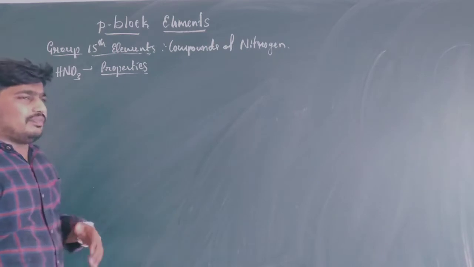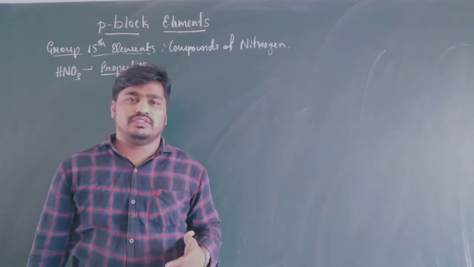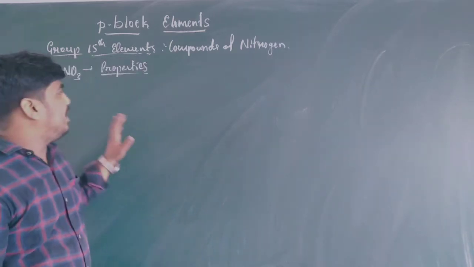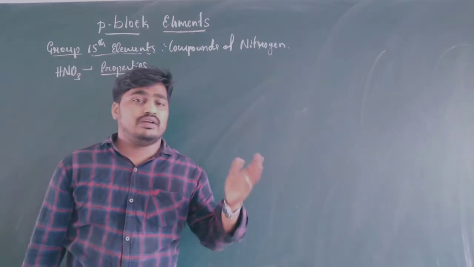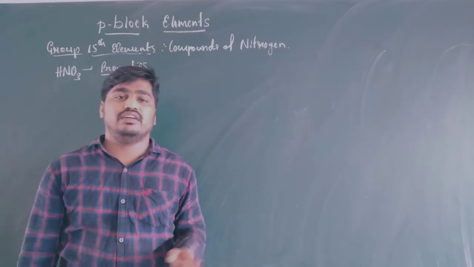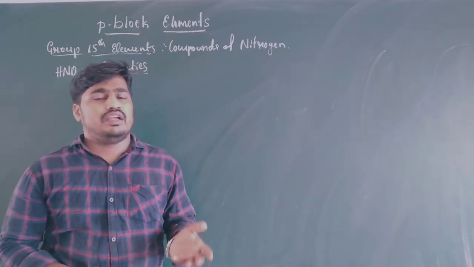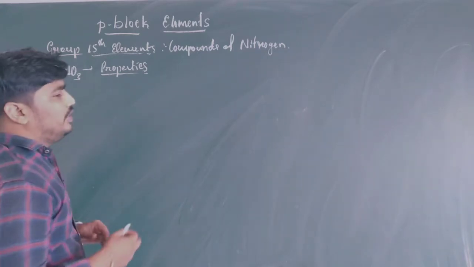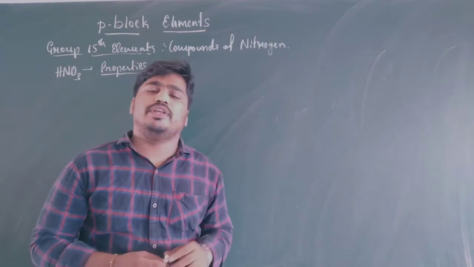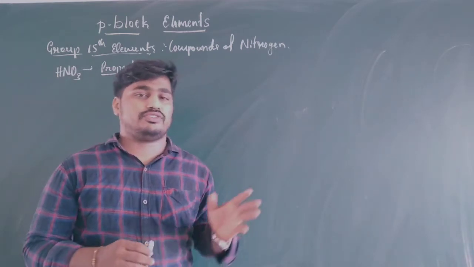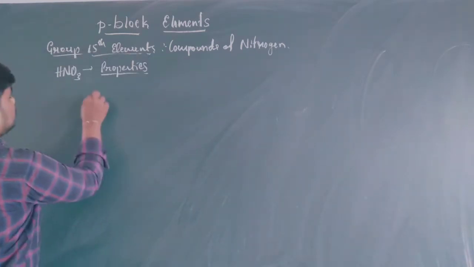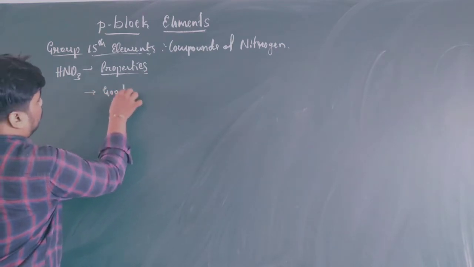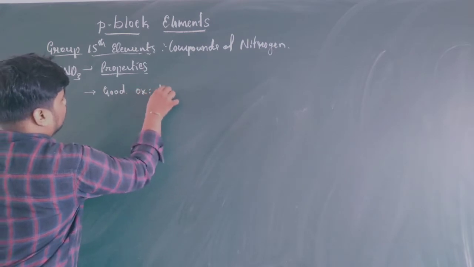When you observe the physical properties of nitric acid, it's a colorless liquid, and the specific gravity is a little bit higher, but lesser than sulfuric acid. Okay, denser than sulfuric acid. It's a colorless liquid, and the very important property of nitric acid is the oxidation property. It is a good oxidizing agent.